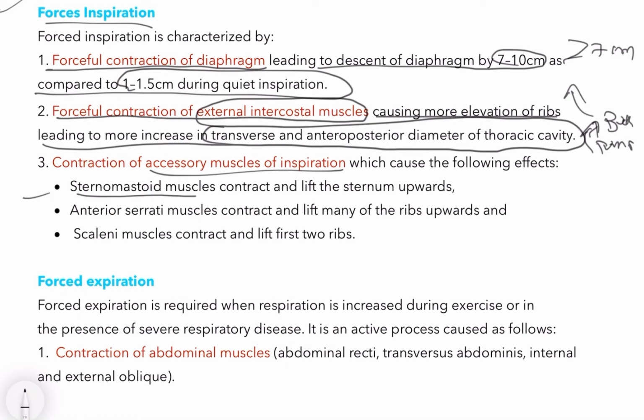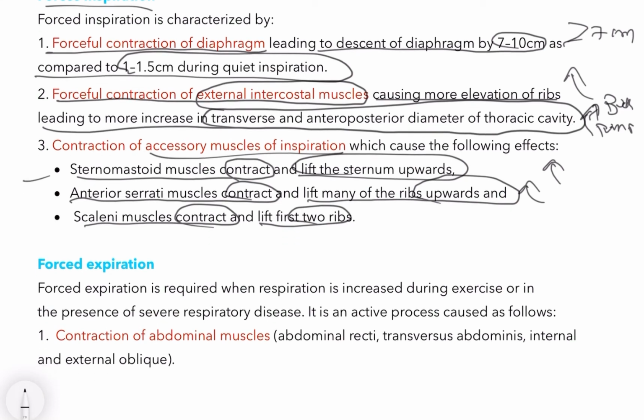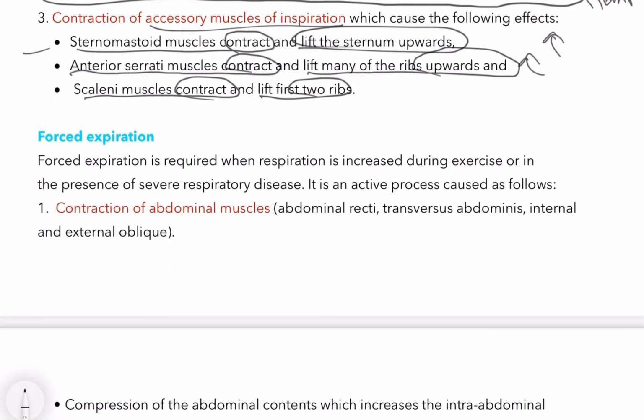Now sternomastoid muscles contract and lift the sternum upward. Sternum will be lifted upward. So ultimately it is due to contraction of sternomastoid muscles. Anterior serratus muscles contract and lift many of the ribs upward. Now ribs are lifted upward by anterior serratus muscles. Sternum is lifted by sternomastoid muscles, and scalene muscles contract and lift the first two ribs. Do remember, this was about forced inspiration.